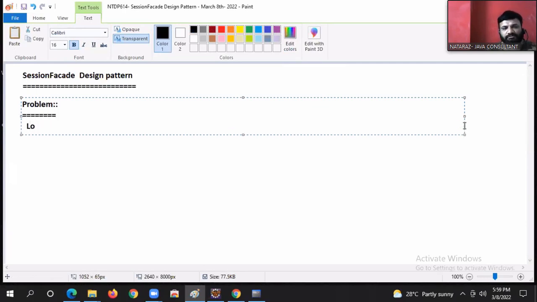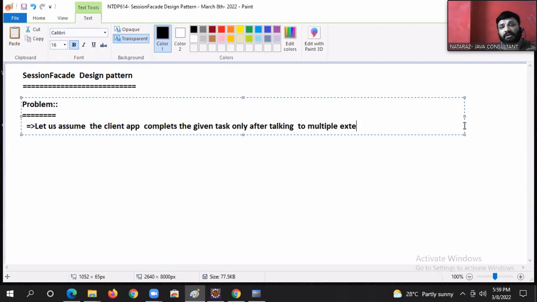Let us assume the client application completes the given task only after talking to multiple external components in a sequence.